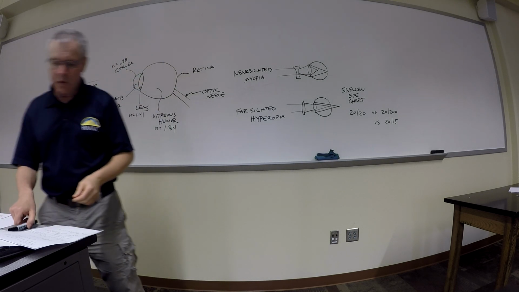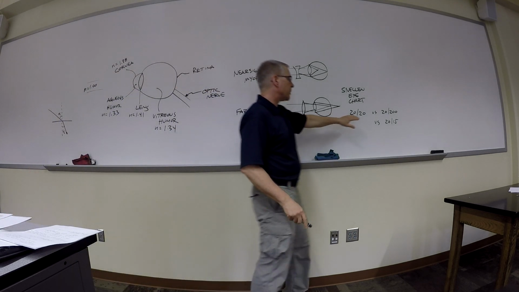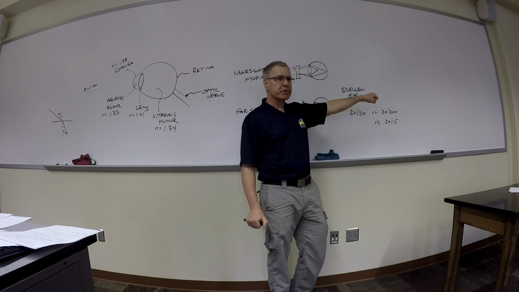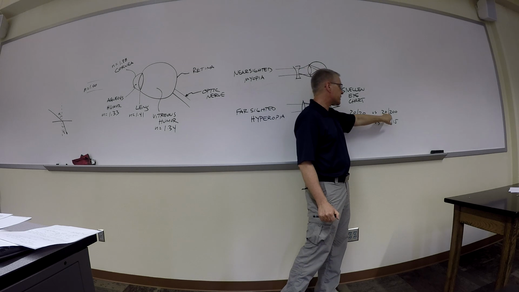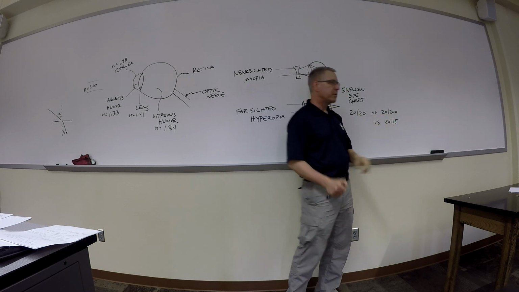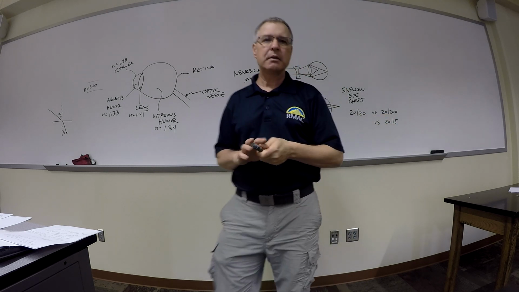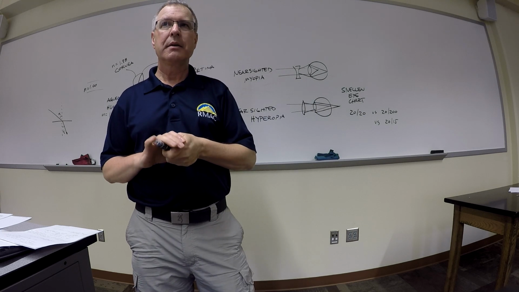So, what do these numbers mean that you hear about? You have 20/20 vision, that's supposed to be normal vision. So what is that referring to as opposed to, say, 20/200 vision or 20/15 vision? What's that all mean?